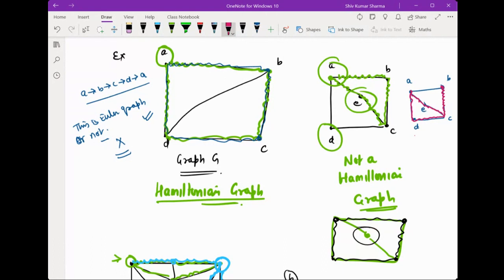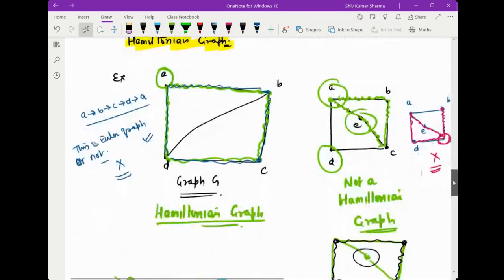But this graph cannot make a cycle. We have visited all the vertices, but this vertex is visited twice. By the definition, we can visit the source vertex, that means the start or end vertex, twice, but every intermediate vertex is visited only once. So this is not an example of a Hamiltonian graph.